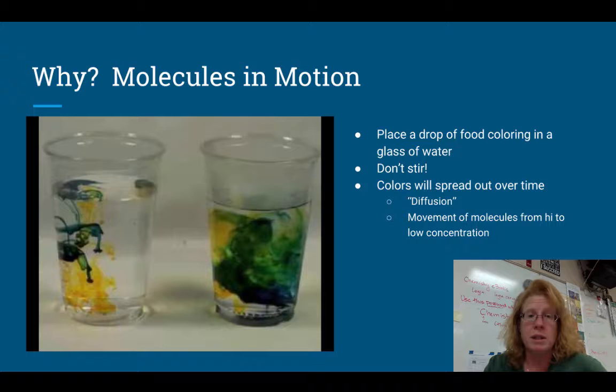But this movement, this self-mixing behavior, is directly related to the fact that those little molecules inside the water are actually moving around. As the water molecules bump into the food coloring molecules, it knocks them out of place a little bit. Over time, they're going to spread throughout that entire glass of water, mix together eventually, and we'll see that green color.